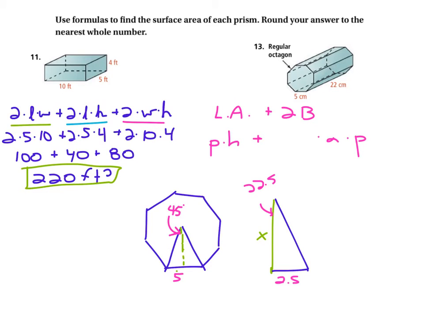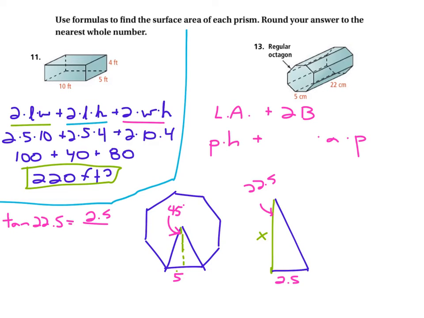So if we're dealing with opposite and adjacent, which we are, trigonometry, and by the way, I'm going to box this section out here, and we'll work below. Okay, so we've got opposite and adjacent, so this is tangent, so we can say the tangent of 22.5 is equal to the opposite side of 2.5 over the adjacent side of x.